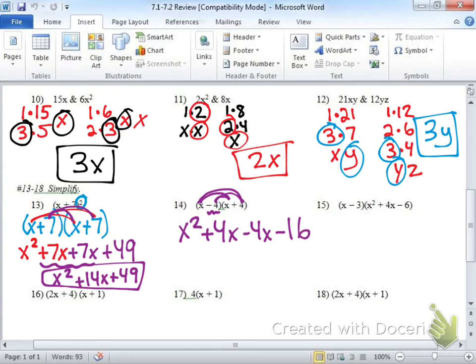This is one of those cool problems where the middle terms are actually going to add to give us a 0. 4x minus 4x is 0x. You don't need to write plus 0 or minus 0 or anything like that. You can just leave those terms out and just write the x squared and the minus 16.